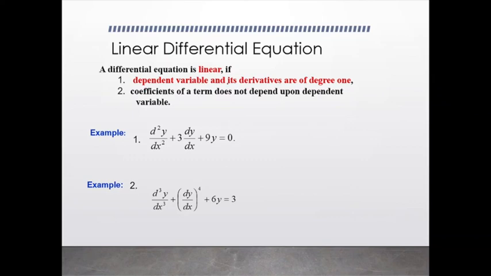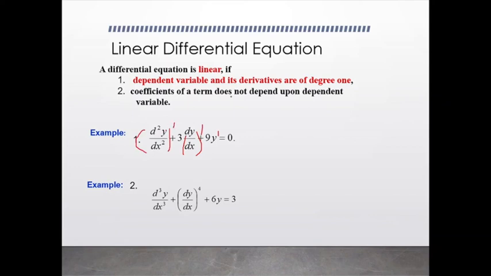Are the dependent variable and its derivatives of degree 1? The degree of the second derivative here is 1. The degree here is 1, dy over dx. And here y, the degree is also 1, right? So it's raised to 1, and this one is raised to 1.